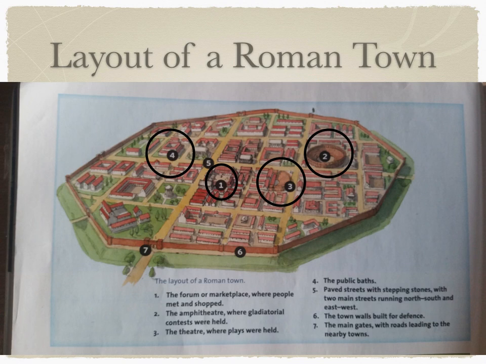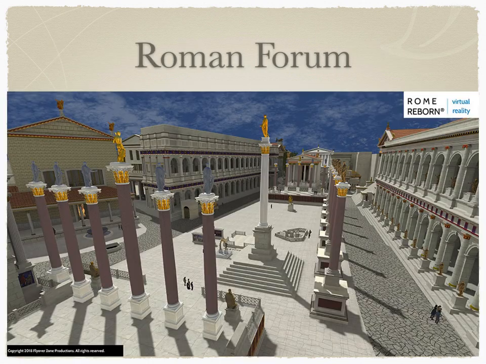You'd also see that there were paved streets in the cities. It was in a grid pattern as well, and the city would be divided into blocks. There would also be town walls, which would be built for defence, with one main gate coming through, so that they could go to other towns.